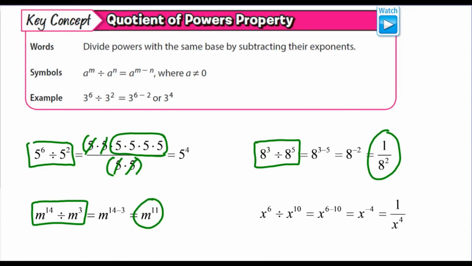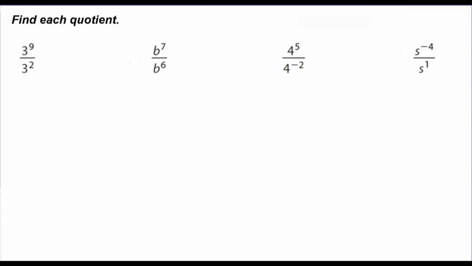And then lastly, x to the 6th power divided by x to the 10th power is going to be x to the 6 minus 10 power, or x to the negative 4th power. And again, if I want to write that with a positive exponent, that's 1 over x to the 4th power. So product of powers property, quotient of powers property. One you're adding exponents, one you are subtracting exponents.